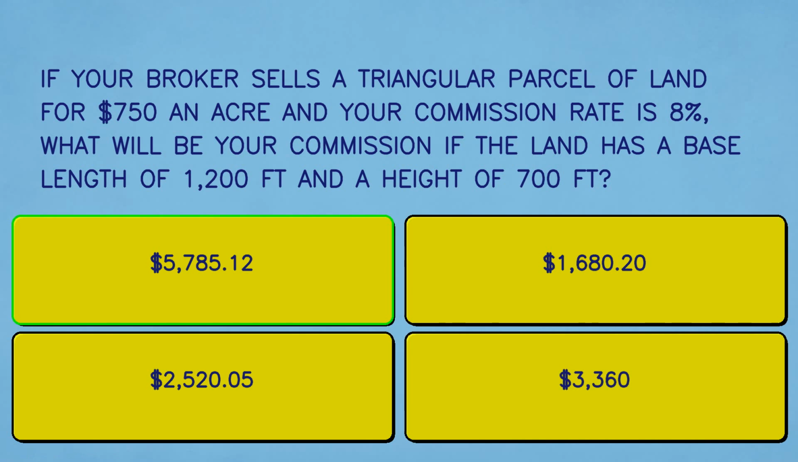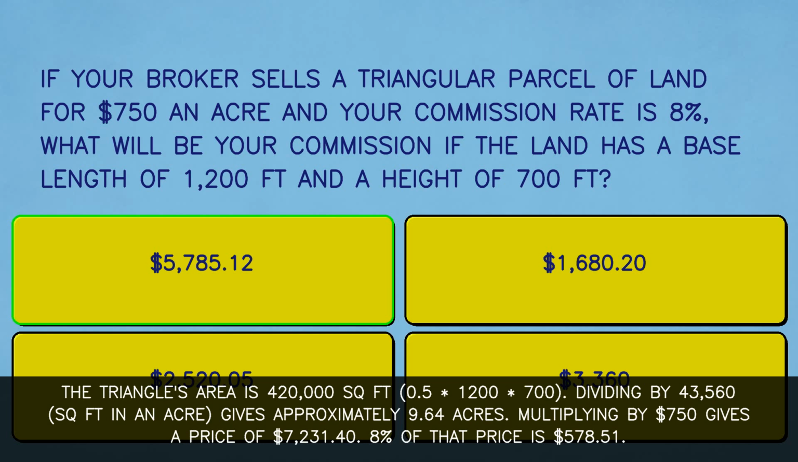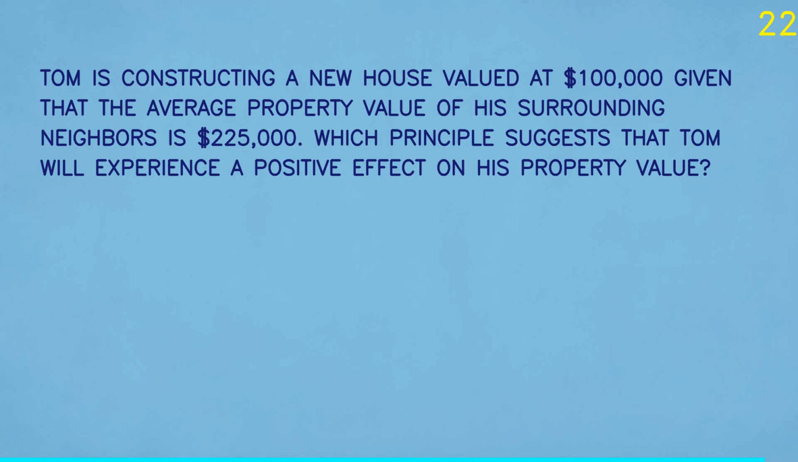The correct answer is $5,785.12. The triangle's area is 420,000 square feet, 0.5 * 1,200 * 700. Dividing by 43,560 square feet in an acre gives approximately 9.64 acres. Multiplying by $750 gives a price of $7,231.40. 8% of that price is $578.50.